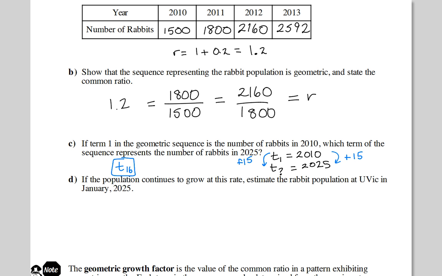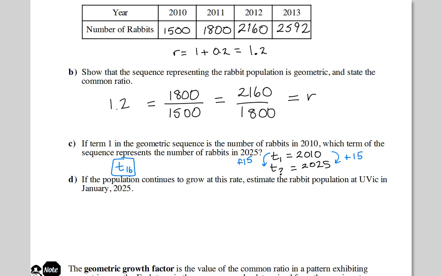So understanding in these application questions which term they are specifically looking for can sometimes be half the battle. You can be good at the math, but are they looking for this one? Are they looking for that one? Am I off by 1? So just be super clear which term they're looking for. In this case, it's term 16.